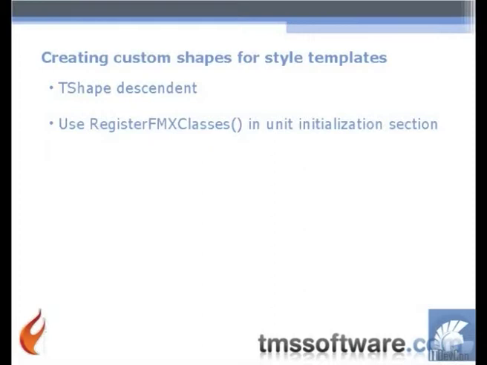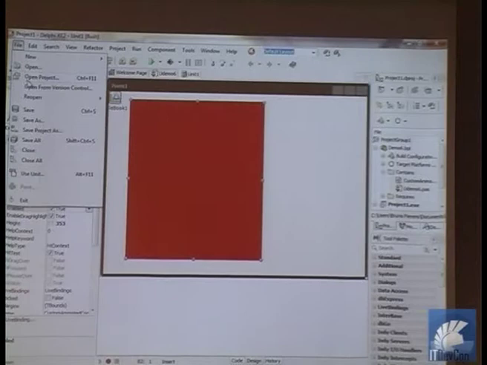So that's the point where you would create a custom shape, and this shape will descend from TFmxObject, and that means that you will be able, once you created this shape, to use it in your control. So let's have a look at a basic sample of using a custom shape, which I use in demo 7.